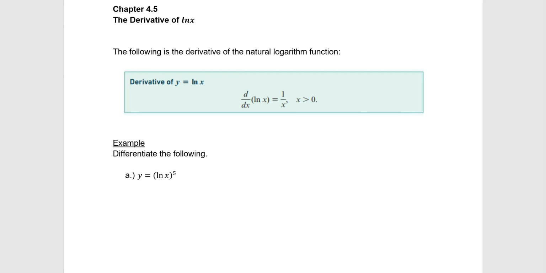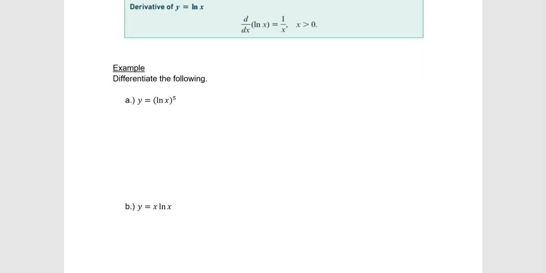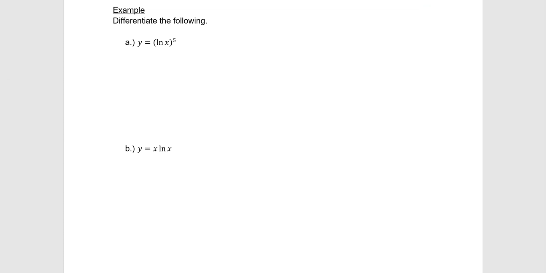In this chapter, we're going to be going over the derivative of the ln of x. So here's the derivative right here. The derivative of the ln of x, d dx of ln of x, equals 1 over x. So this is just one of those things that you're just going to have memorized going forward. The derivative of ln of x is 1 over x. So let's do a couple examples where we need to use that.